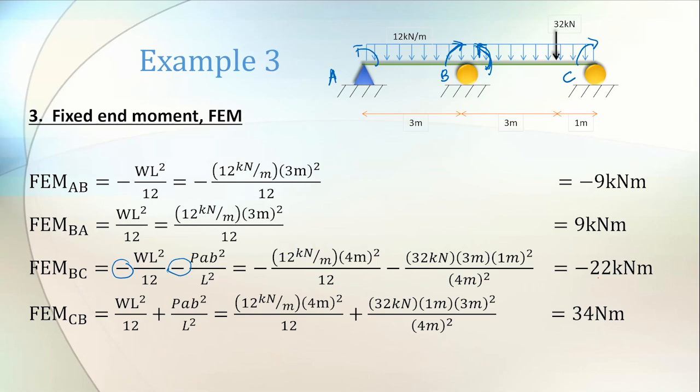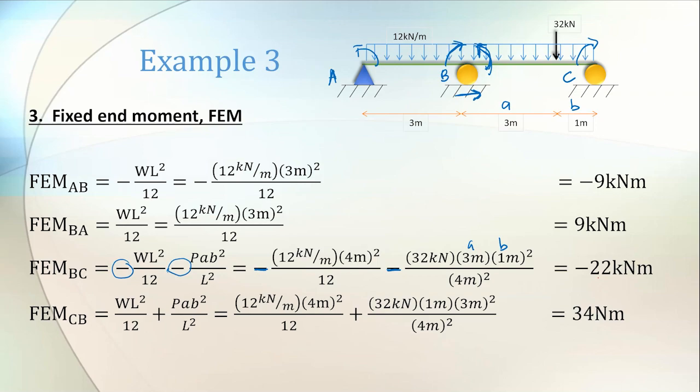Masukkan ikut formula. So W 12, the length of the beam is 4 meter. Power of 2 divided by 12. Negative and negative again, ataupun kalau negative dia jadi minus lah sebenarnya. 32 and the value of A is 3 meter because we are doing for BC, so you kena tengok dari sini lah. So you nampak 3 meter dulu, so you put it as A and 1 meter as B and then divide with the total length of the beam. Kat sini I dapat negative 22.